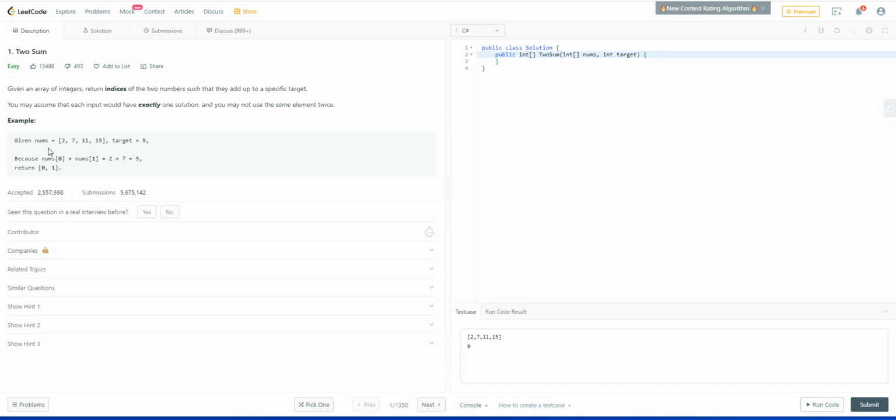So for this one, let's look at the example. We are given an array of integers and the target is 9. So we're looking for two numbers that add up to the target 9. If we scan the array, the first element and the second element add up to 9. So, hey, we found the solution. We return the indexes, which are 0 and 1, immediately. Because it has exactly one solution, once we find it, we return right away.